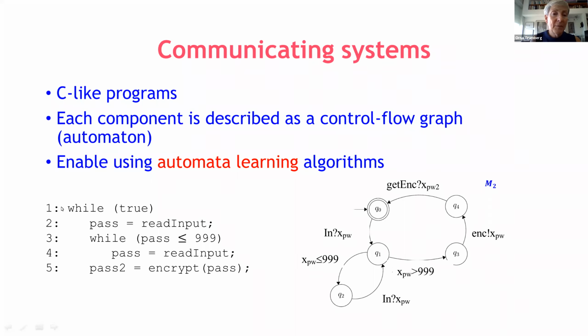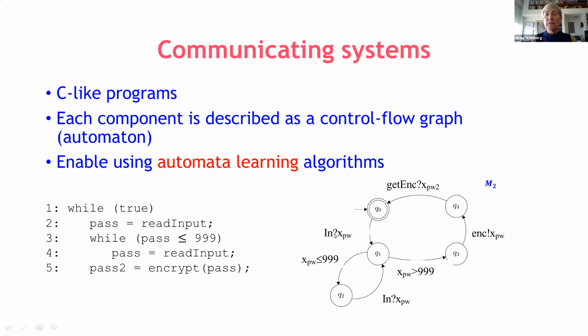The program just reads a password from its input. If the password is too short, is smaller than 999, then we read another password until we obtain a password which is greater than 999, and then we send it for encryption, and when it's back, we assign it to pass 2. In the automaton, it looks as follows.